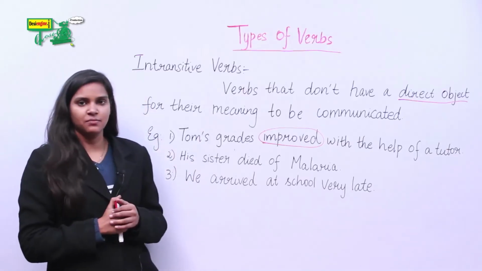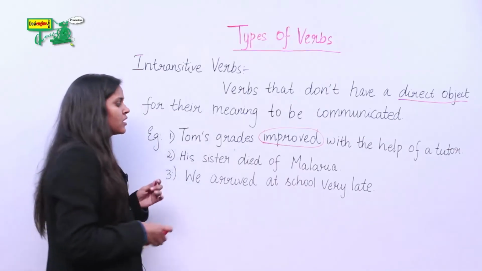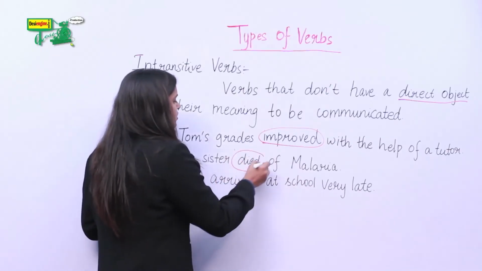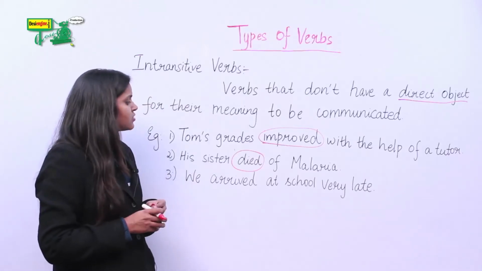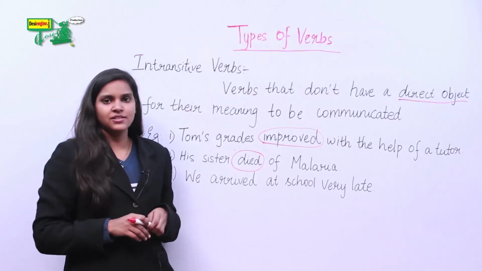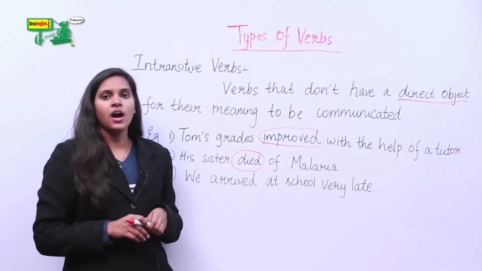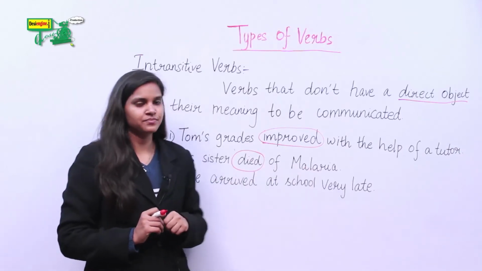Let's take another example. His sister died of malaria. Died is our intransitive verb and it does not take up a direct object. It will answer to the question died how. The answer would be of malaria.